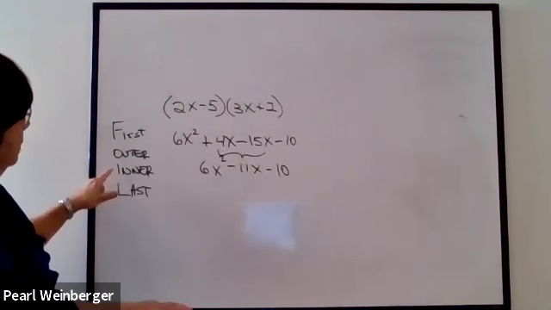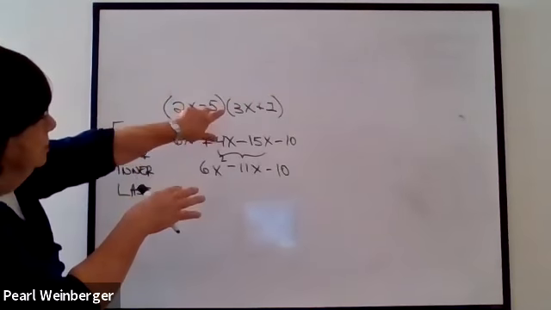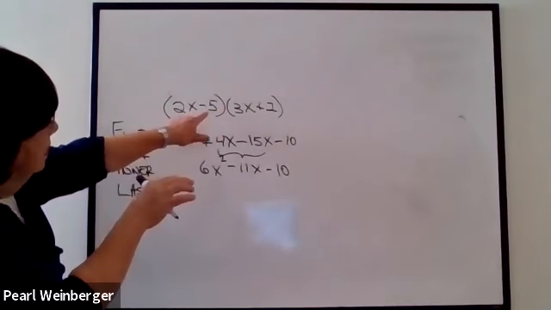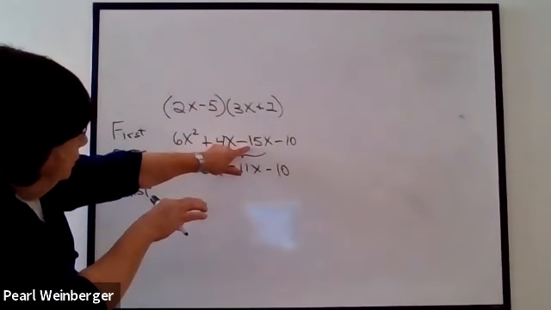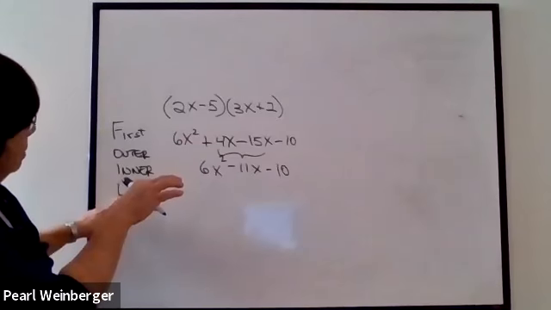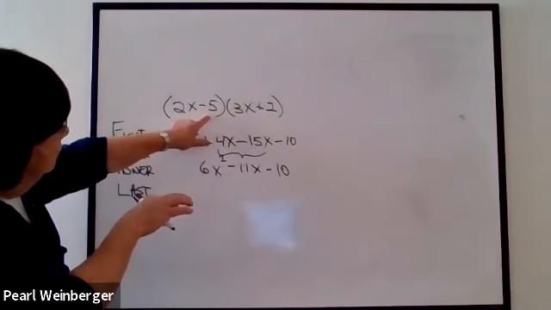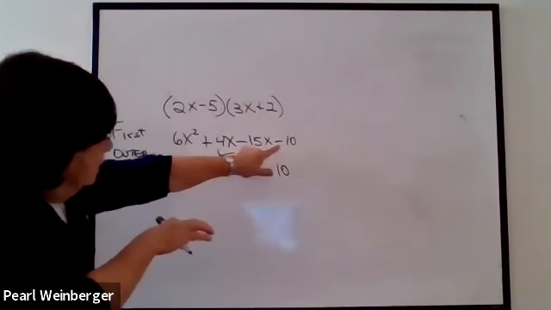Then we multiply the inner. The inner are the ones that are closest together, the ones that sit right next to each other, just separated by that parentheses. -5 and 3x. That gives us our -15x. And finally, last, that's the L, the two last terms in each parentheses, the -5 in the first times the 2 in the second, that gives us the -10.